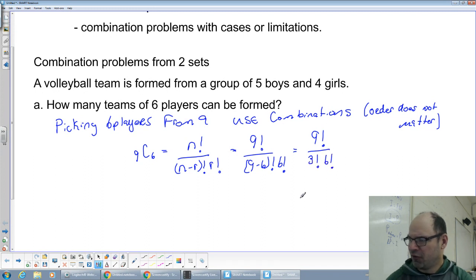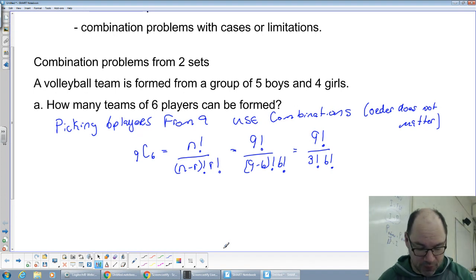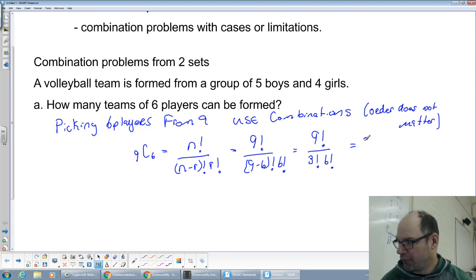So we can do some reducing if we want, or we can take out our calculator and use the combination button. Let's go 9 combination 6 on the calculator. And then we get 84 ways, or 84 different teams.